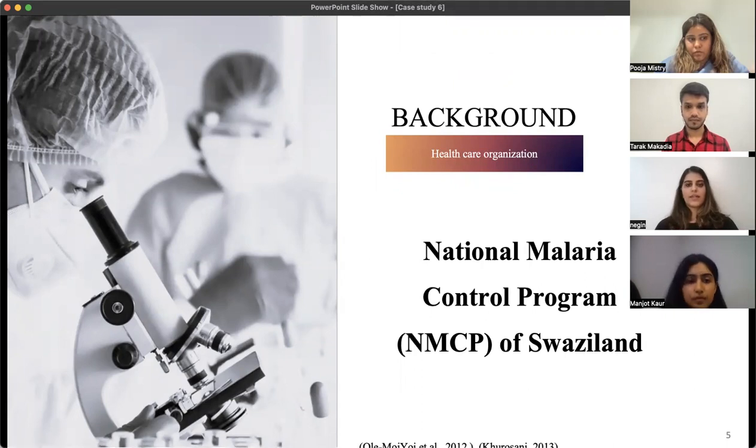Some of the characteristics of Swaziland NMCP are, as already mentioned, that it is government-led, like any other national malaria control program. The second is strategic planning: the NMCP develops strategic plans that outline the goals, objectives, and key interventions for malaria control. Then partnership and collaboration: the NMCP collaborates with various stakeholders, including international organizations, non-governmental organizations, research institutions, and communities. And the last is prevention and control interventions, and also diagnosis and treatments.